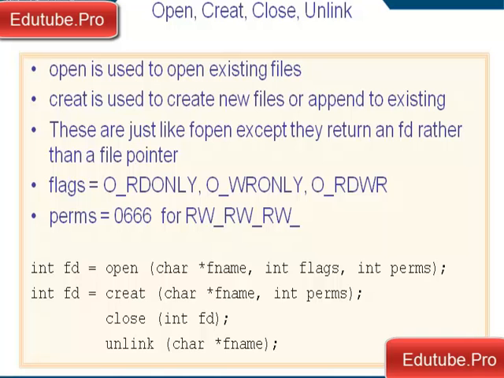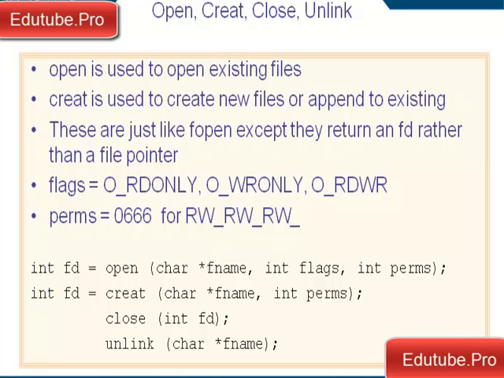Open, the open call, is used to open existing files that are already on the file system. Create, notice the E is missing off of it, it's just C-R-E-A-T. That is correct, I didn't typo that. Create is used to create new files or to append to an existing file. These work just like fopen that we saw earlier, except that these calls are lower in the operating system and they return a file descriptor rather than a file pointer like we're used to dealing with.